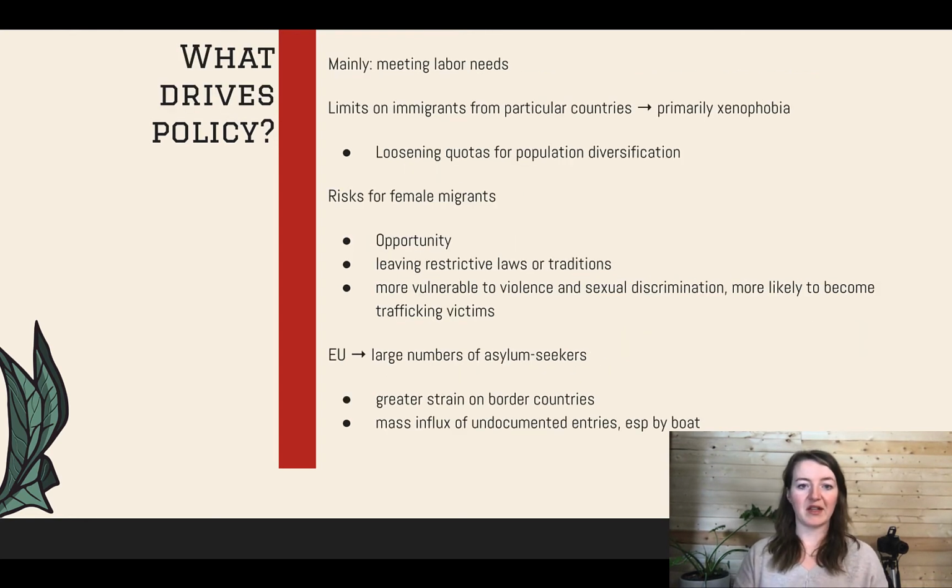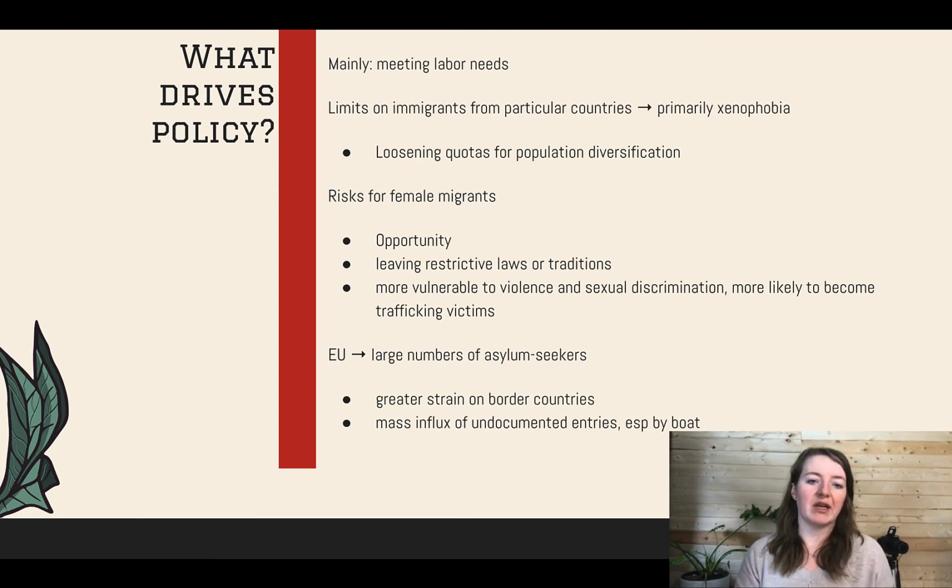So what's driving the policy? Mainly when we're deciding which immigrants to accept, it's largely about meeting labor needs. We may also put, and this "we" is a big term, it doesn't necessarily mean the United States, limits on immigrants from particular countries. This is primarily xenophobia. Xeno means foreigner. Phobia is fear. This is fear or dislike of foreigners. On the other side, we may also loosen quotas for population diversification.